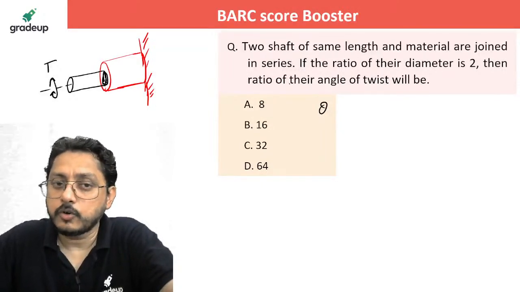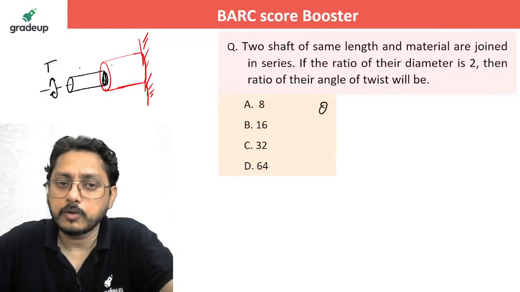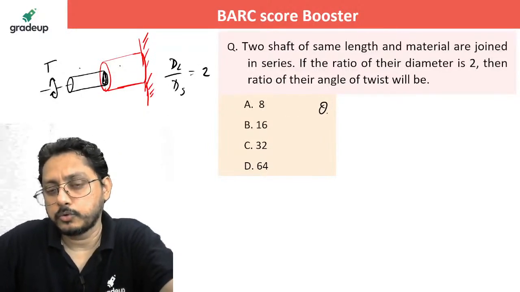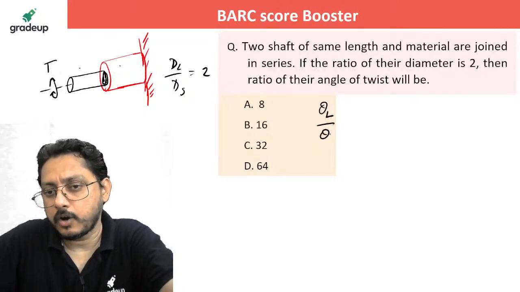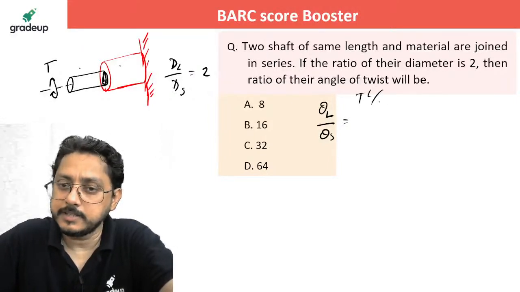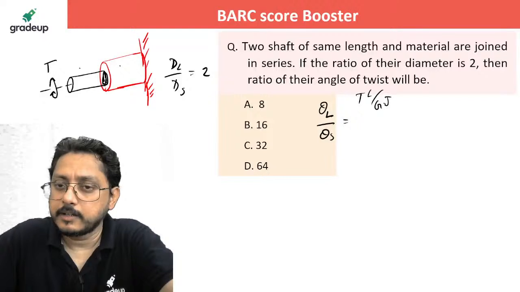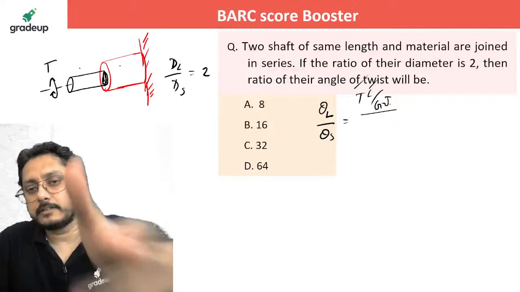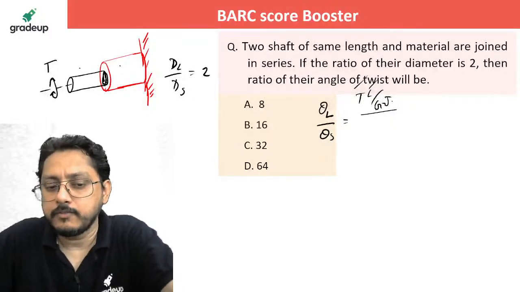So, ratio of diameter is 2 means what? The smaller one and the larger one: diameter of larger by diameter of smaller is 2. Right? So, theta of larger by theta of smaller. Theta, the angle of twist, is what? TL by GJ. Now, L is common and G is common. J is the only thing which will be compared now.